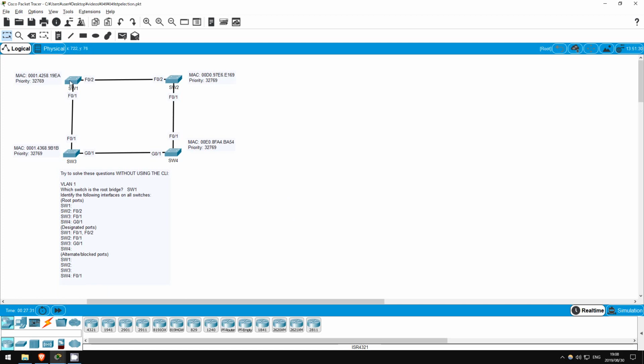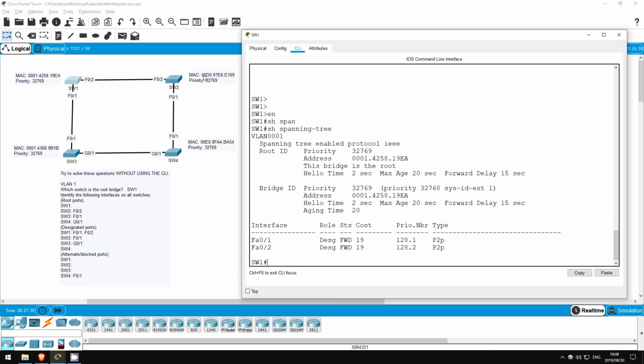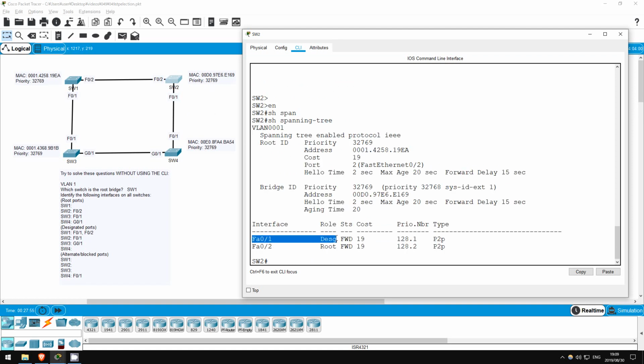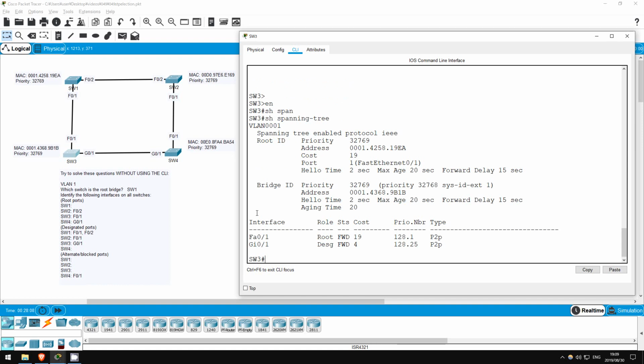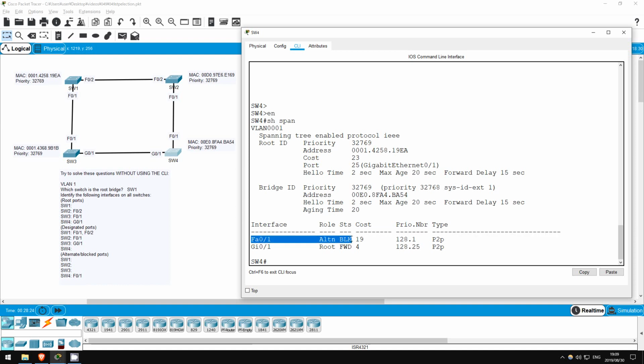Okay, let's check our answers with some show commands. I'll go on switch 1 first. Enable, show spanning-tree. This bridge is the root, and F0/1 and F0/2 are indeed designated ports. Next, let's go on switch 2. Enable, show spanning-tree. F0/1 is designated and F0/2 is the root port. Great, now let's check on switch 3. Enable, show spanning-tree. F0/1 is the root port and G0/1 is designated. Finally, let's check on switch 4. Enable, show spanning-tree. F0/1 is alternate, meaning it is blocked, and G0/1 is the root port. Okay, our answers are correct.